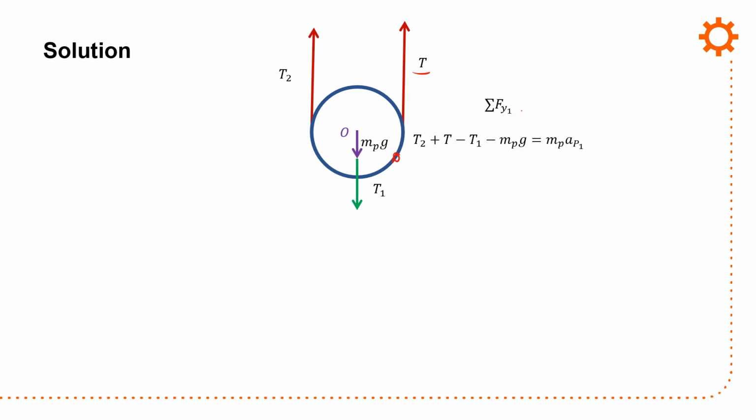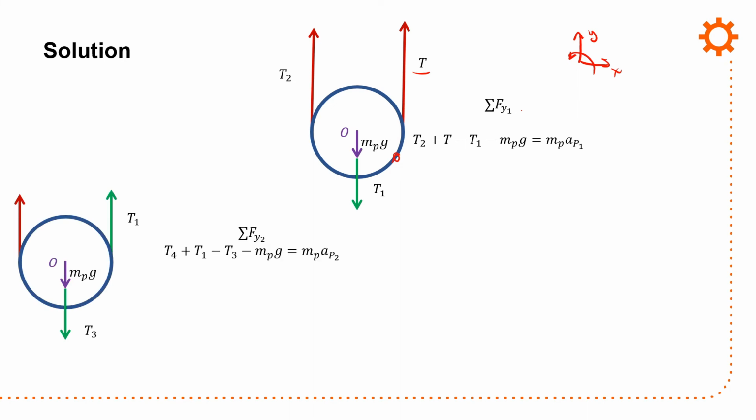So if you do what you're supposed to do and you put in your coordinate system, you have tension 2, which is acting upwards, minus T1, which is acting downwards, minus the weight, which is acting downwards. And all of this is equal to M_P A_P1. So that's one pulley. The second pulley, same thing.